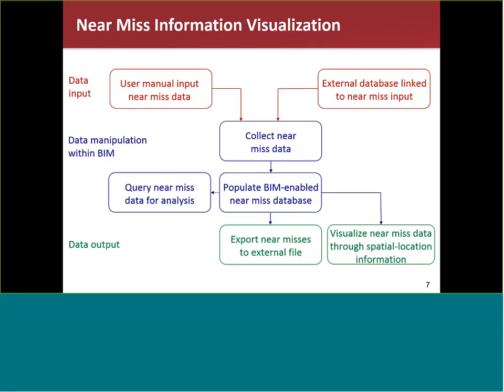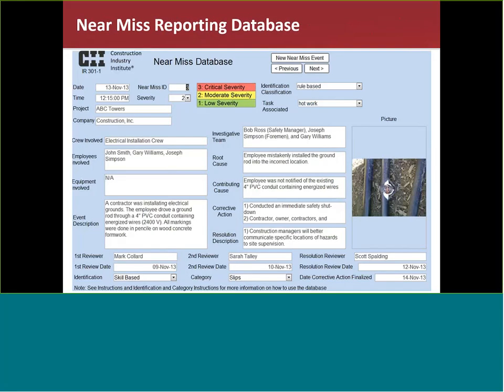You can rank the severity and only look at high severe incidents. You can look at different people, different times of day, all of these different parameters you can analyze based on this database that we're using. And then the output would be you can export the near misses to some external spreadsheet file. And kind of the biggest output is you can visualize this near-miss safety information through a BIM model using spatial location information. And I'll show you how that works in a couple of slides.